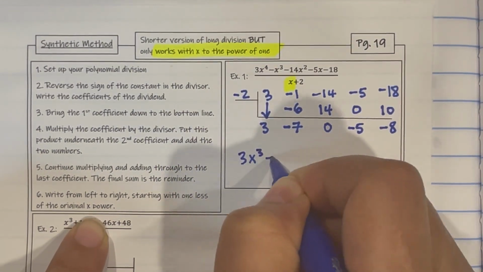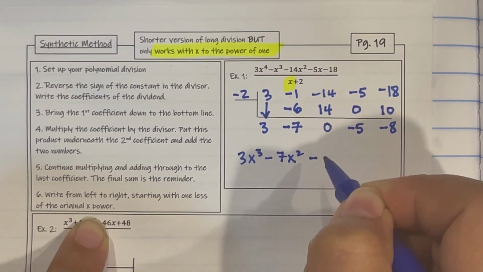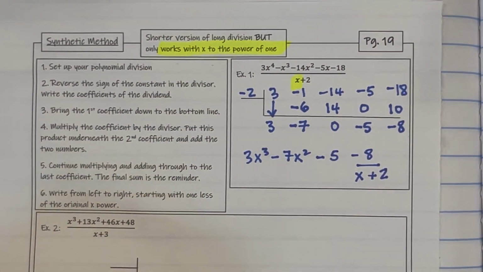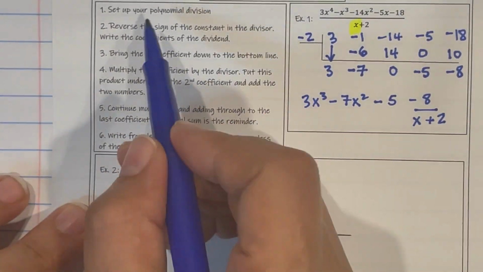So take power 1 less and write in all your answers with the coefficients. If there's nothing there, there's no x. And then the last number is your remainder. All right, so let's do one more so I can make sure you're okay.